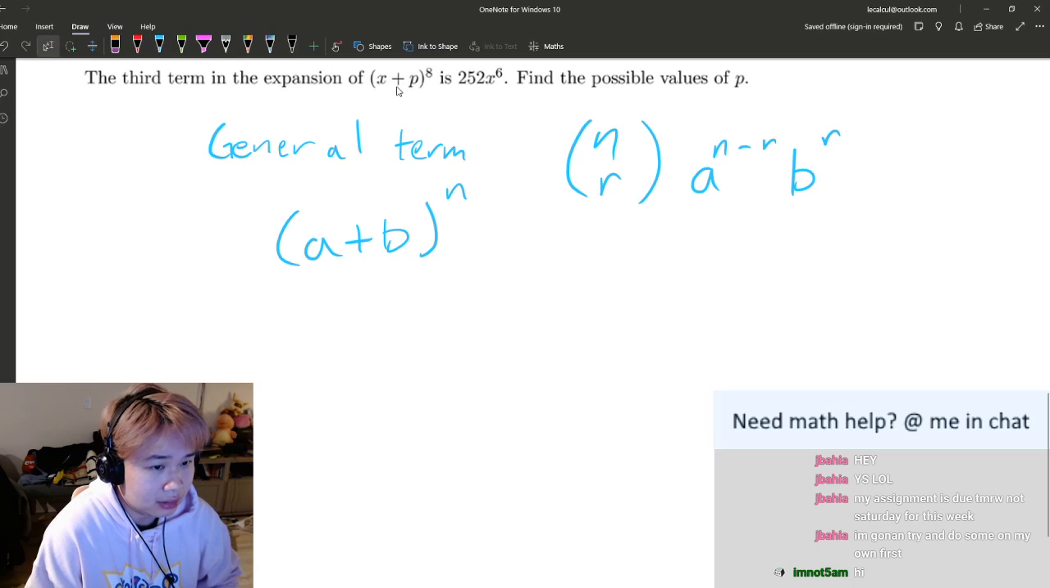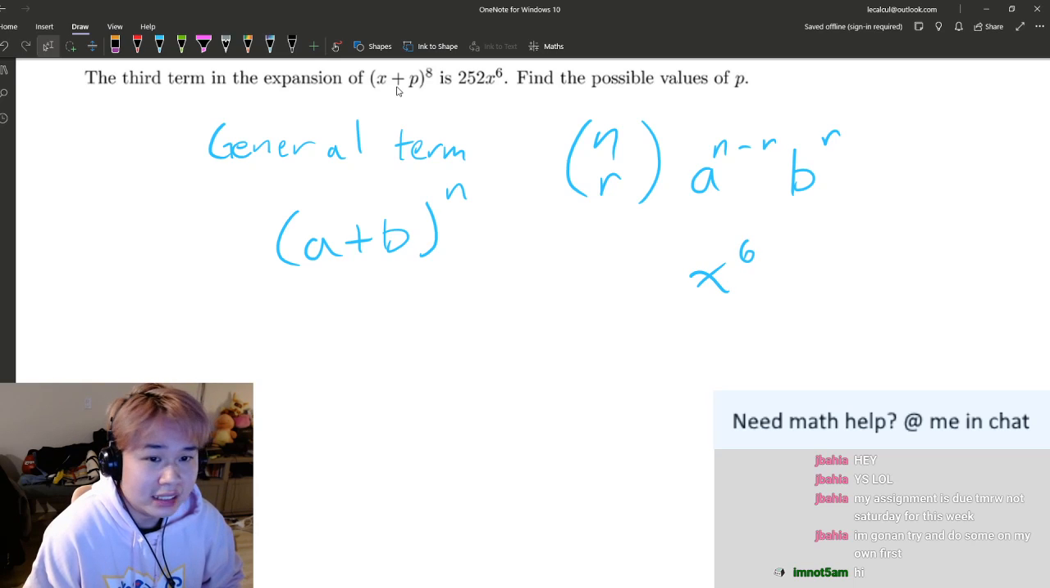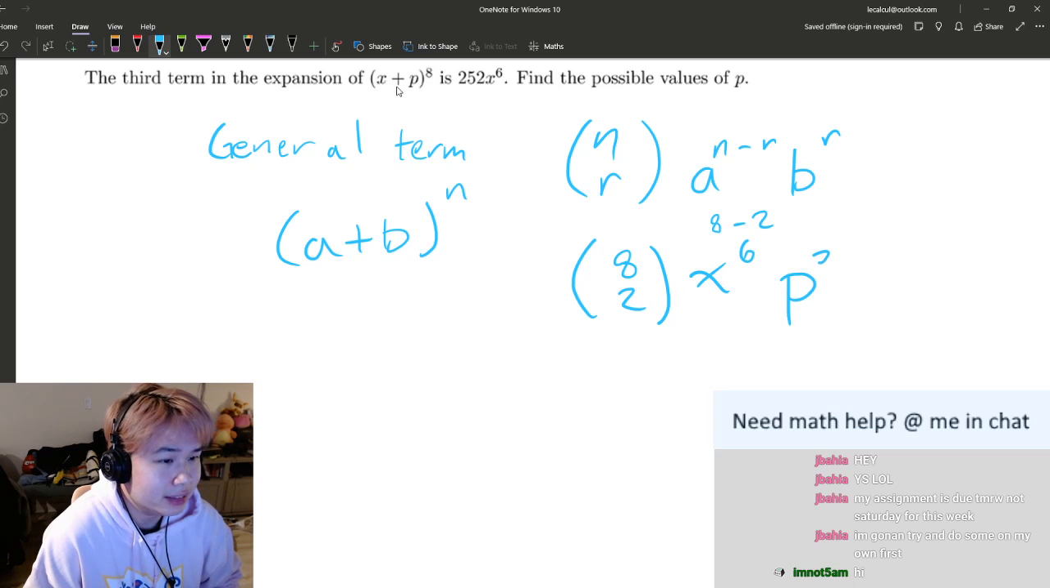So in other words, right away, I know a couple of things. This needs to be x to the power 6. And then I know n is 8, so that means that r has to be 2. In other words, I have 8C2, and then I have p to the power of 2 here.